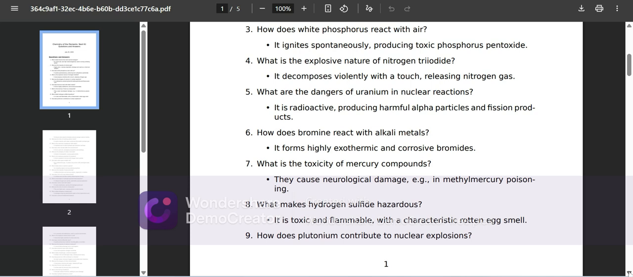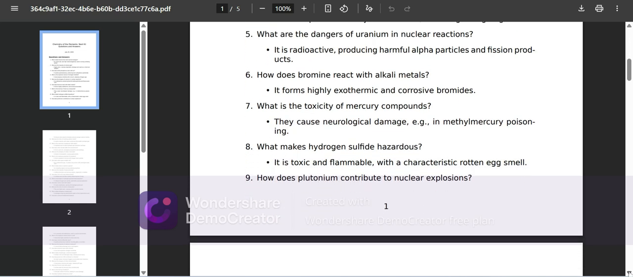What are the dangers of uranium in nuclear reactions? It is radioactive, producing harmful alpha particles and fission products. How does bromine react with alkali metals? It forms highly exothermic and corrosive bromides.